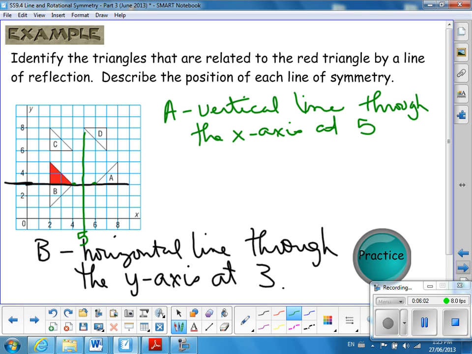Now, how did we get C? Well, C is actually not a reflection, because if I drew a line kind of even in between here, this bottom part of the triangle would be up here, and if I reflected it over that line, it would be upside down. So C is not a reflection.